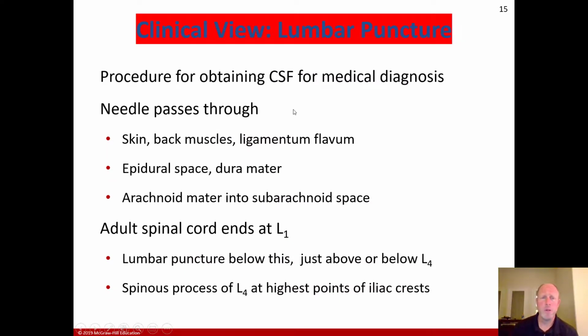Now, lumbar puncture is one of those areas of importance for application down the road. It's vital for knowing. For the short term, not so vital because we have to get the basic terminology and basic concepts down first to fully understand what that means for some of these applications. But as a foreshadowing of stuff you're going to need to know, lumbar puncture is a procedure for obtaining cerebrospinal fluid for medical diagnosis.